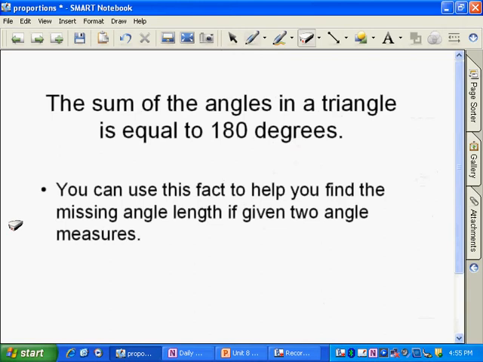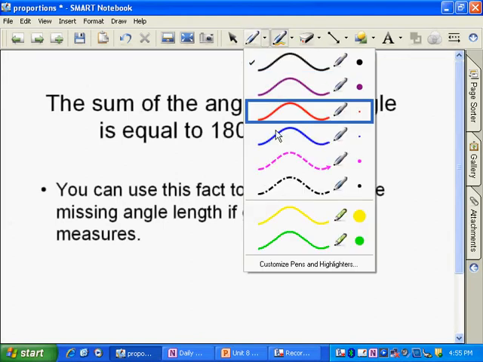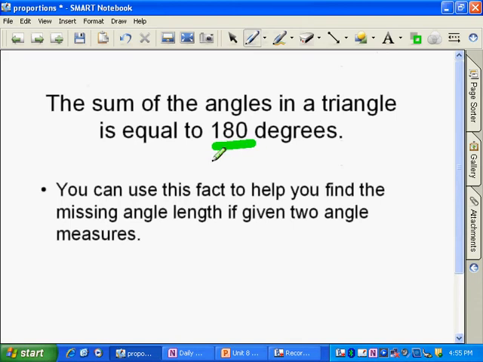We're going to talk about the angles in a triangle. In all triangles, if you add up all the angles, you will get 180 degrees every single time, regardless of the type of triangle it is, whether it's acute, right, or obtuse. If you add up all three angles in a triangle, you will get 180 degrees.